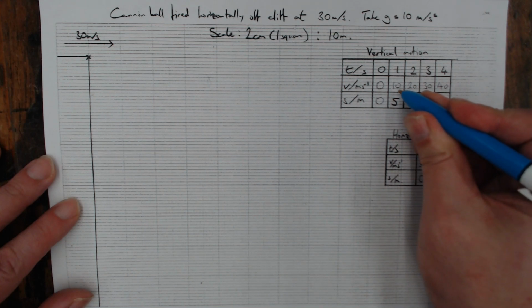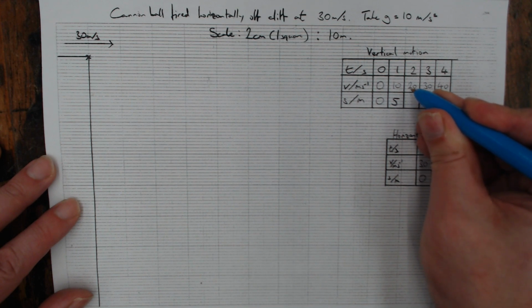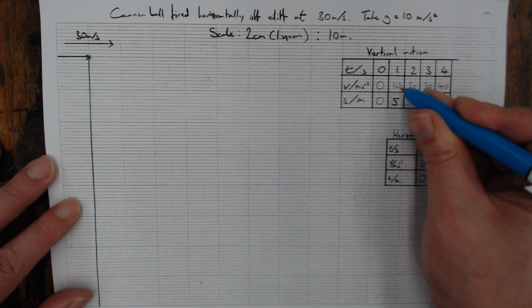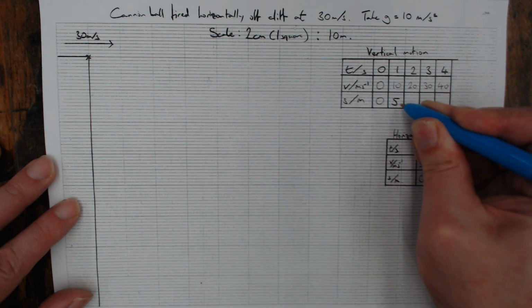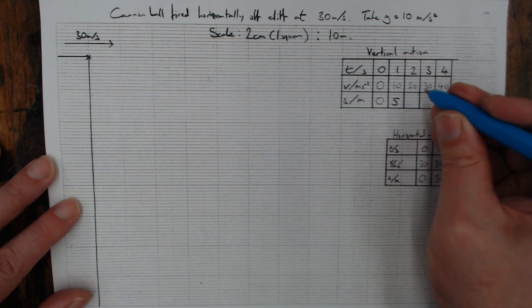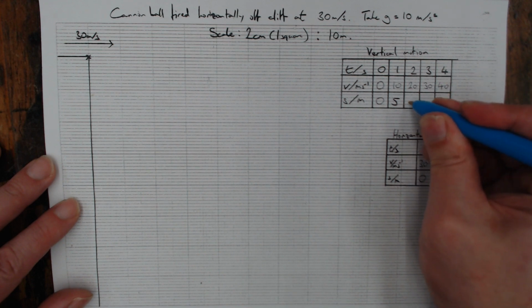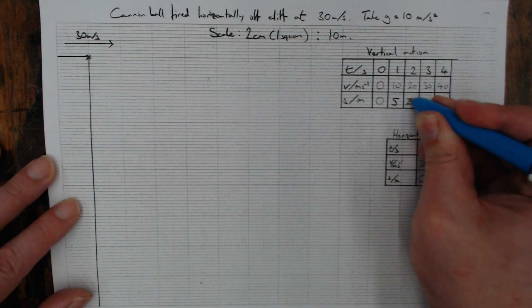What about during the second second? Well, it started at 10 meters per second, and by the end of the second second, it was traveling at 20 meters per second. So what was the average velocity during that second? Well, 15. It will fall another 15 meters during that second. 15 plus 5 is 20, so 20 goes here.